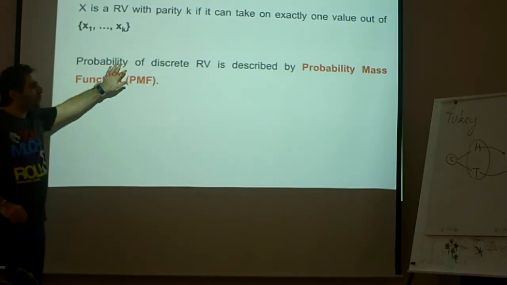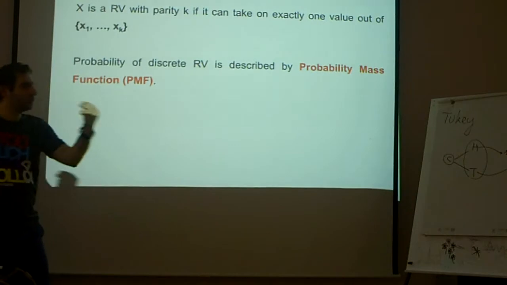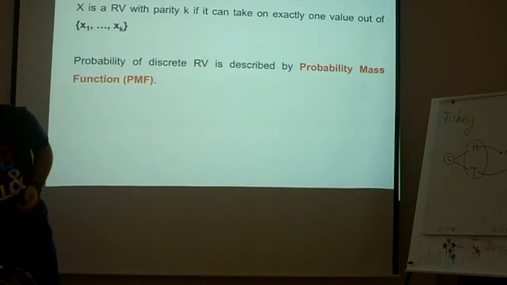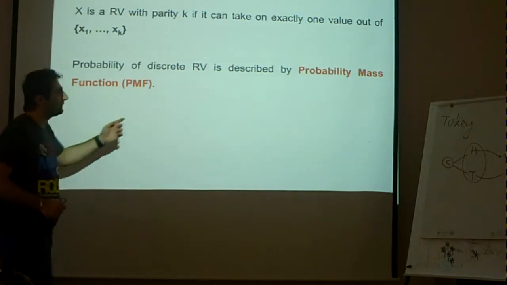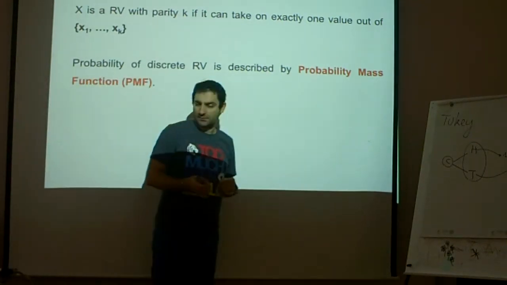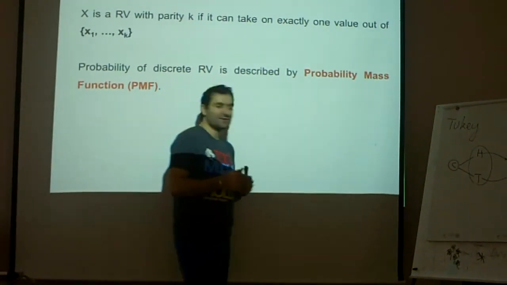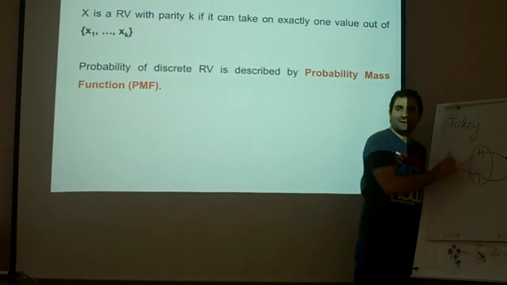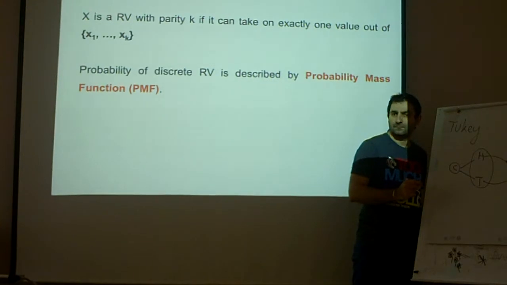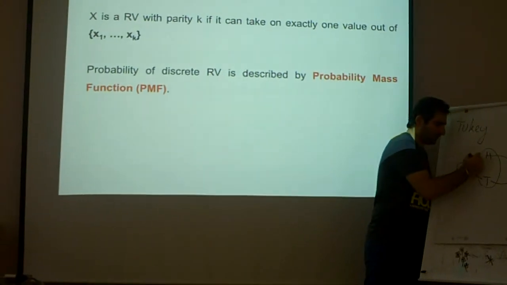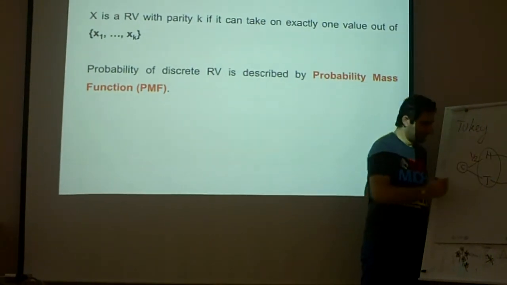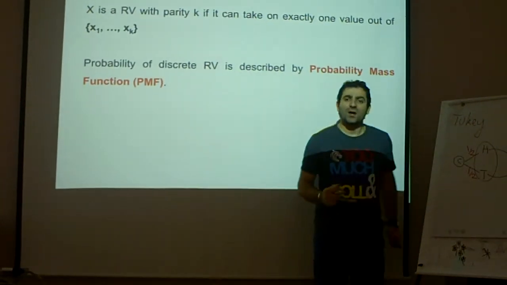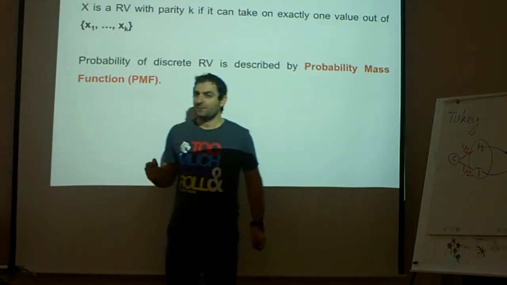In order to represent these discrete random variables, we are using a function which is called the probability mass function. Let's see what the probability mass function is. Now, what was the probability of head? What is the probability of tail? 1/2. Now, what is the probability mass function, PMF?